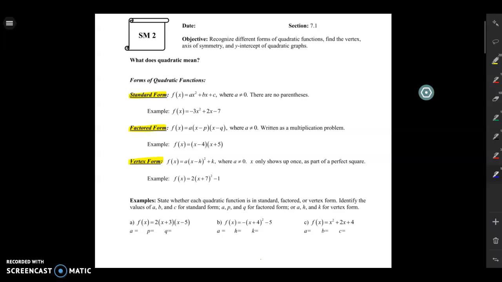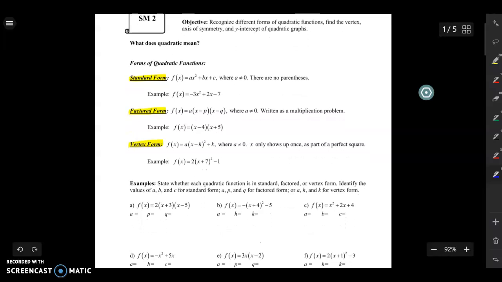So we're just going to run through a really fast practice of recognizing what form each quadratic is in and then identifying the key numbers in that form. So remember that when we're in standard form, we're looking for what's your A, B, and C. When we're in factored form, you want to know what A, P, and Q are. And when we're in vertex form, we're looking for what is A, H, and K.